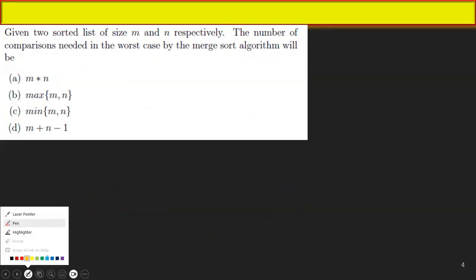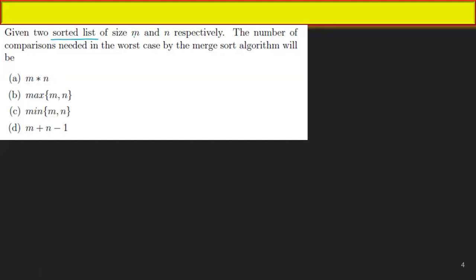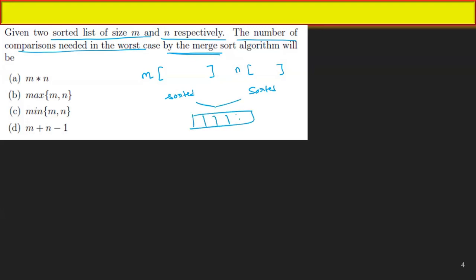Given two sorted lists of size m and n respectively, so they are giving two arrays. One array size is m, another array size is n. The number of comparisons needed in the worst case by merge sort. So this is sorted, this is sorted. So you are going to perform merging of two sorted arrays, then you are going to use merge sort. They are asking how many comparisons you will make.